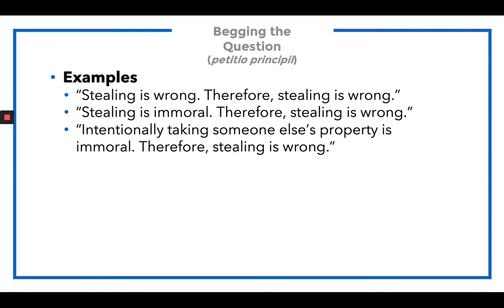Now, again here, I'm going to give you a definition of stealing. And so as I make these changes, it's going to look a little bit less like begging the question, but it's still a kind of begging the question. If I say intentionally taking someone else's property is immoral, therefore stealing is wrong, my premise is really just the conclusion, but I've used a synonym for wrong. I've just defined stealing. So again, this is begging the question, even though the words aren't exactly the same, what the argument's doing is the same thing.